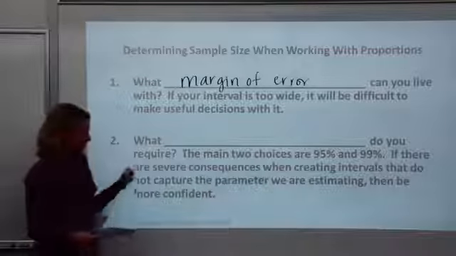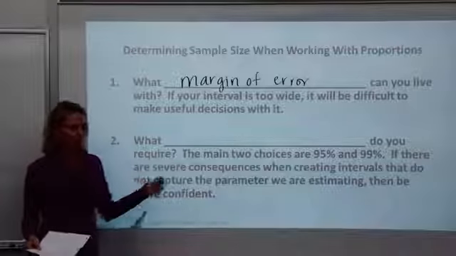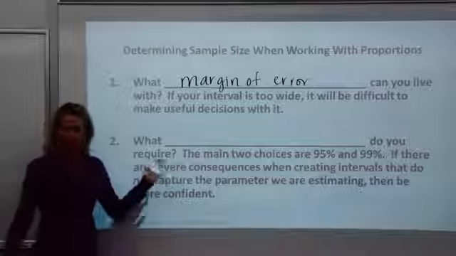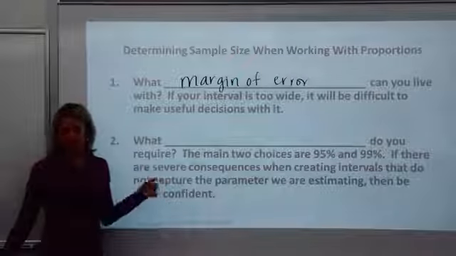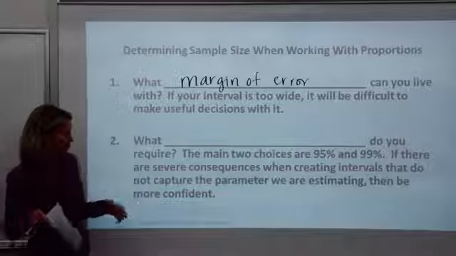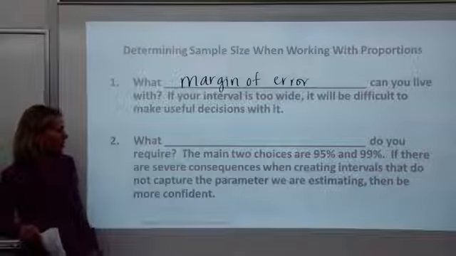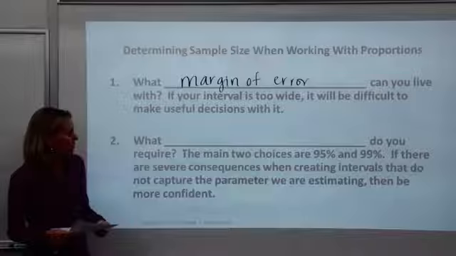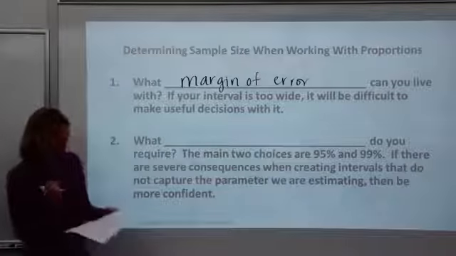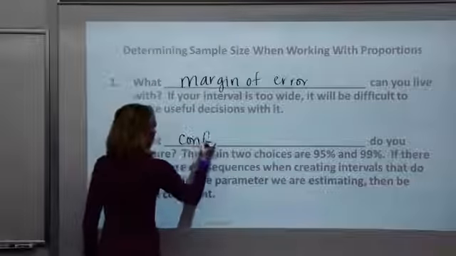Second thing to consider, what confidence level do we require? The predominant choices will be a 95 or a 99% confidence level. When making that decision, if there are severe consequences when creating an interval that might not capture the parameter we're estimating, then you want to be more confident. You want that interval to be a little bit wider. If not, you might be okay with a 95% confidence interval. But predominantly, those are the two that we'll see most common.